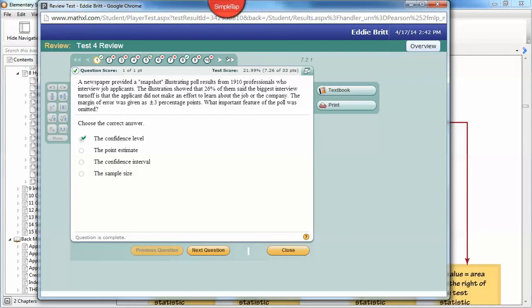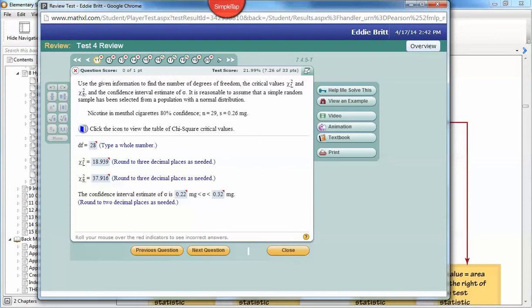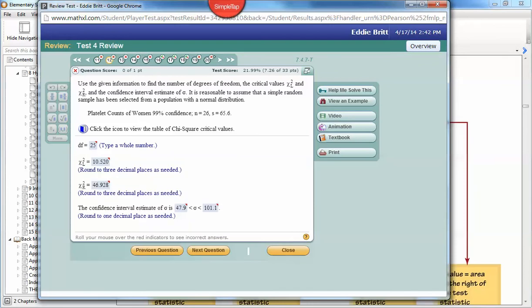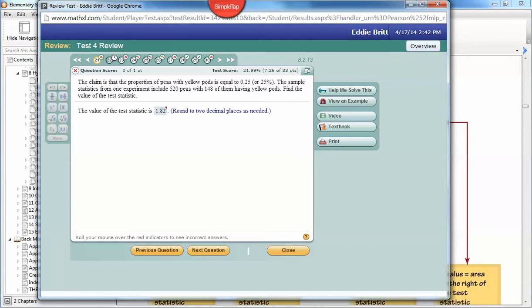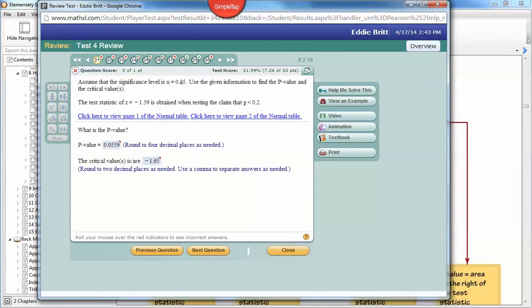Alright, moving right along. Let's take a look at question number 21. Assume that the significance level alpha is 0.05. Use the given information to find the p-value and the critical value.